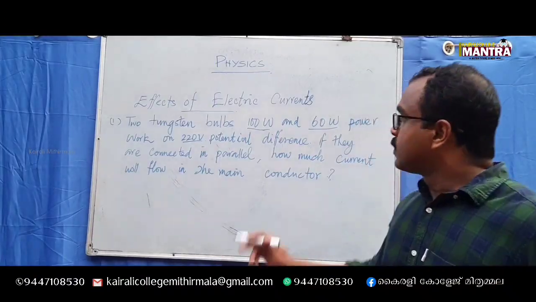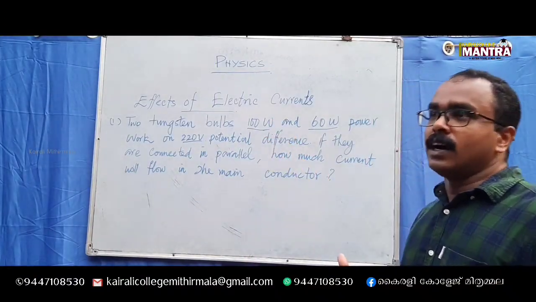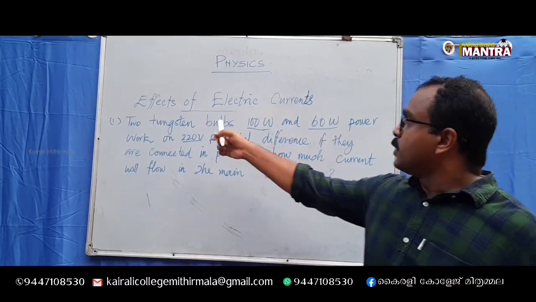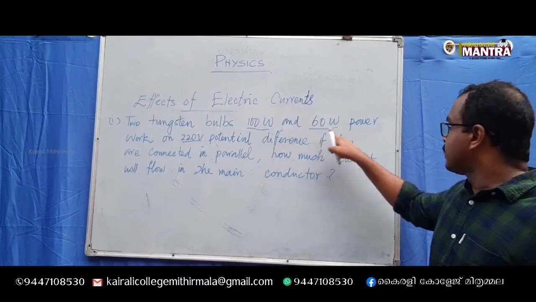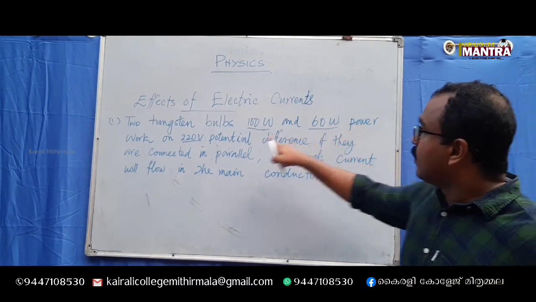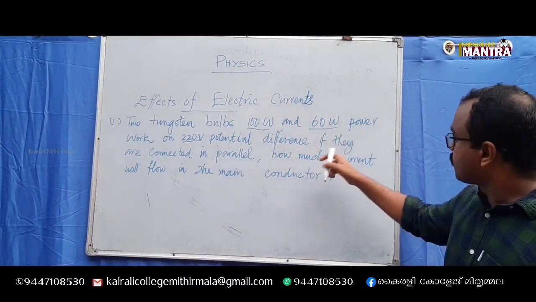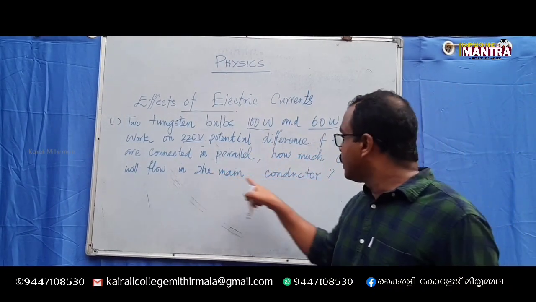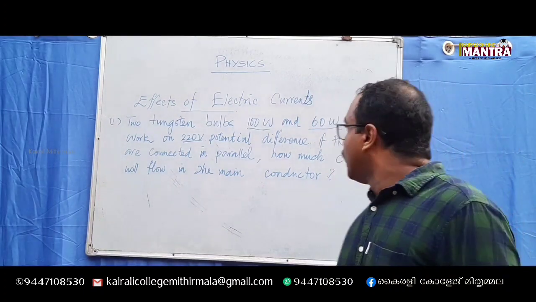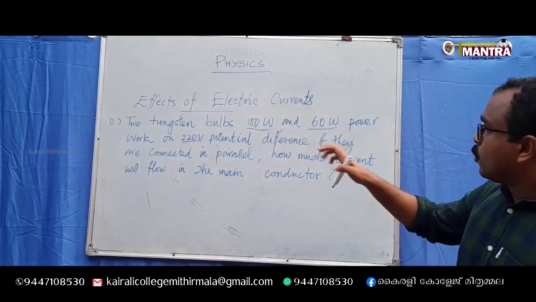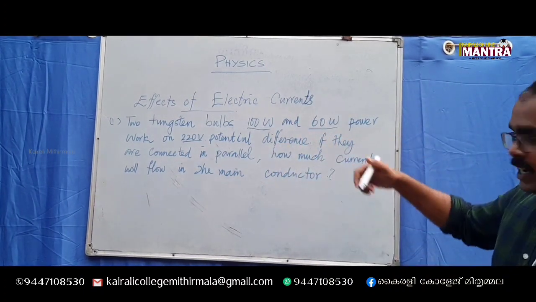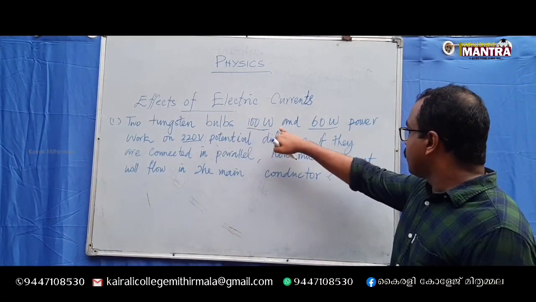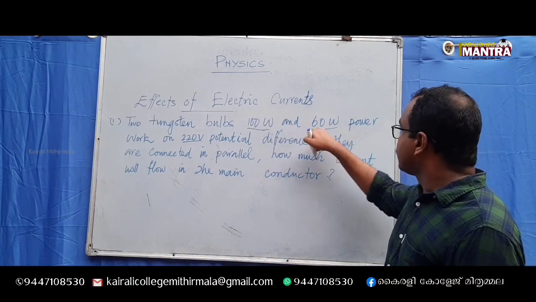So now we move to a question from the topic we have studied, the combination of resistors. This is the question: two tungsten bulbs of 100 watt and 60 watt power work on a 220 volt potential difference. If they are connected in parallel, how much current will flow in the main conductor? First, if you go through the question, you can see that some information is already provided here. Two tungsten bulbs, 100 watt and 60 watt.